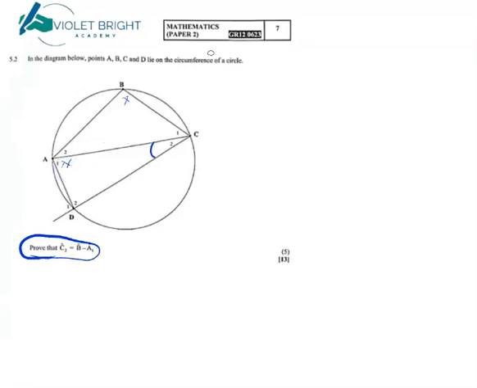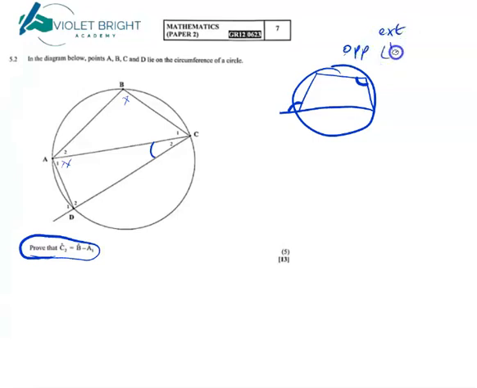Remember, do you still remember that rule? I think it's theorem number 5 that says if we have a cyclic quad, the opposite exterior angle is equal to the opposite interior angle. So we will be using that, the opposite exterior angle of a cyclic quad.